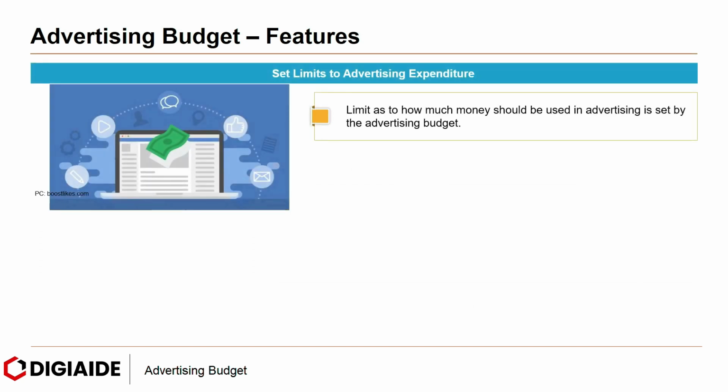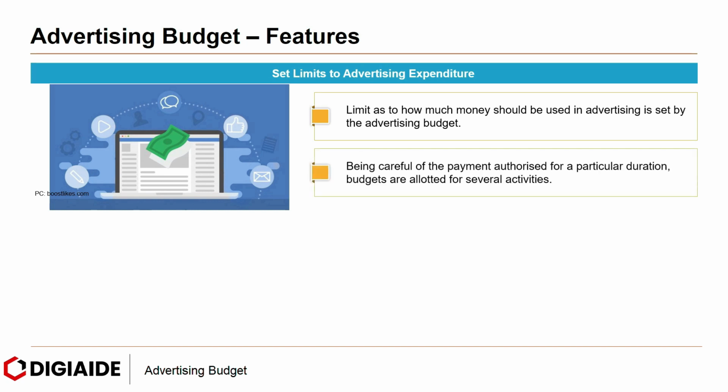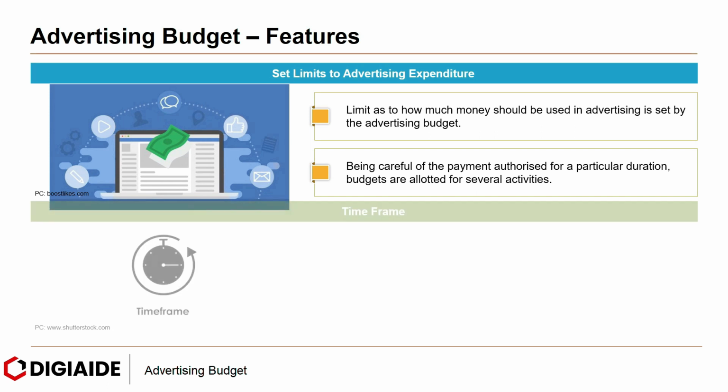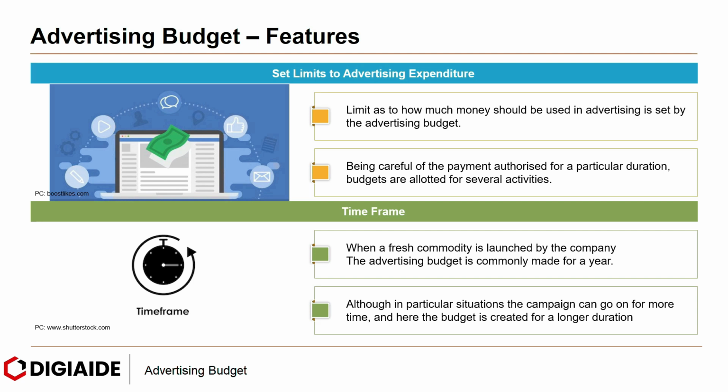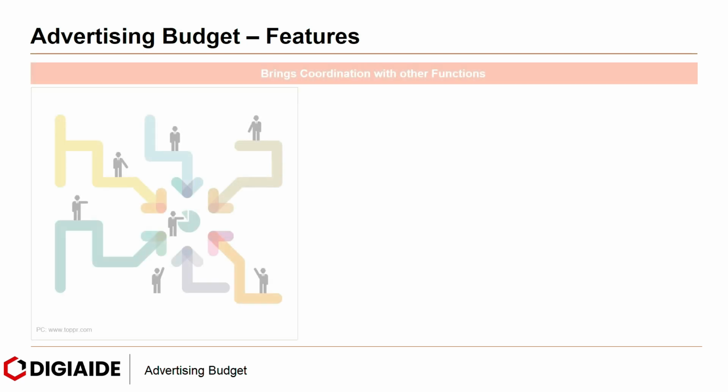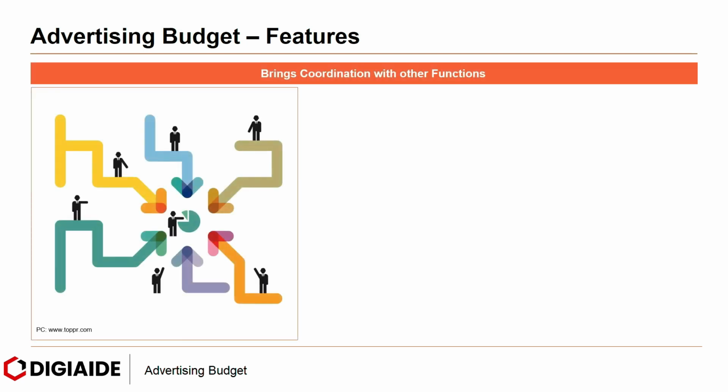Next, it sets limit to advertising expenditure. Limit as to how much money should be used in advertising is set by the budget. Being careful of the payment authorized for a particular duration, budgets are allotted for several activities. Next, time frame. When a fresh commodity is launched by the company, the advertising budget is commonly made for a year. Although, in particular situations, the campaign can go on for more time, and here the budget is created for a longer duration.